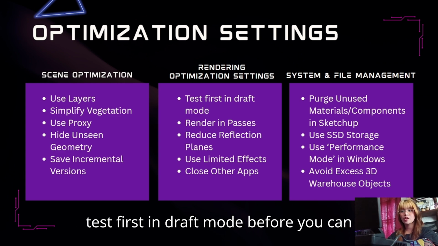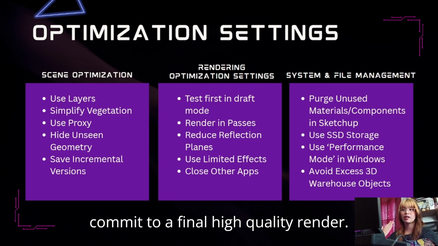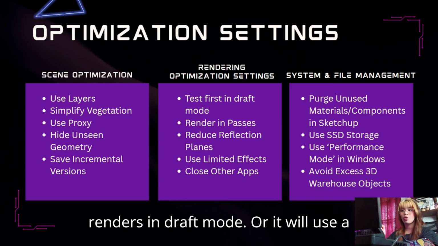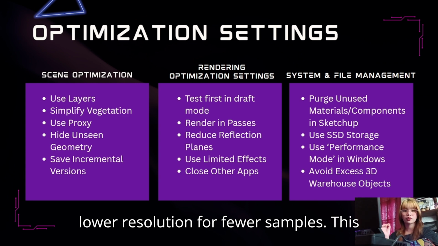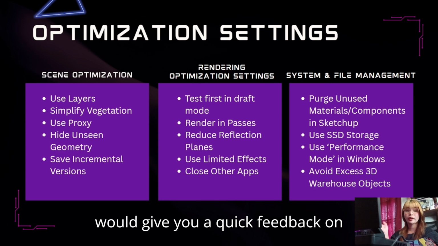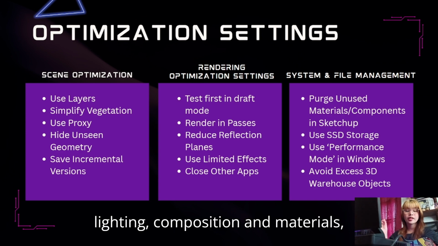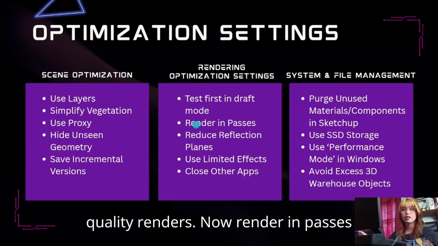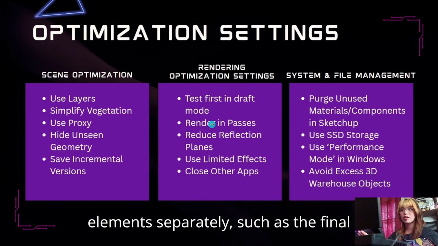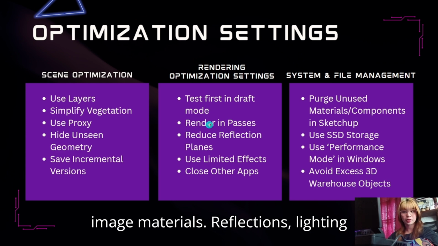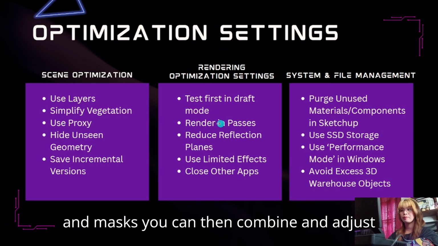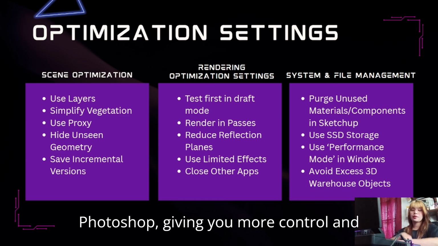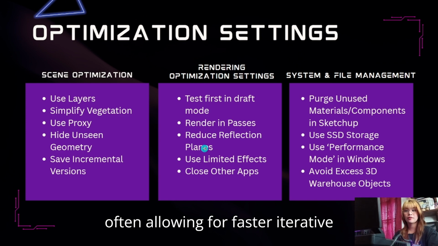Now next is the rendering optimization settings. You can test first in draft mode. Before you commit to a final high quality render, you can run test renders in draft mode, which will use a lower resolution for viewer samples. This would give you quick feedback on lighting, composition, and materials, saving hours of wasted time on full quality renders. Now, rendering passes: this involves rendering elements separately, such as the final image, materials, reflections, lighting, and masks. You can then combine and adjust them in a photo editing program like Photoshop, giving you more control and often allowing for faster iterative adjustments.